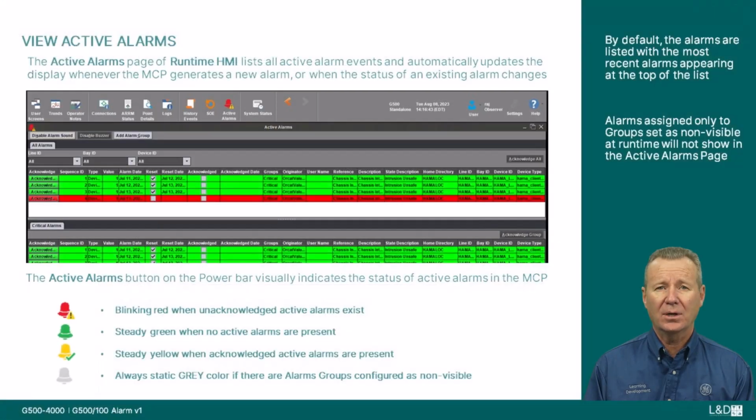To view active alarms, run the Runtime HMI and then click on the Active Alarms button on the power bar. The page lists all active alarm events on every alarm-enabled point in the MCP database. The display automatically updates whenever the MCP generates a new alarm or when the status of the existing alarm changes. The total number of active alarms in the system database is shown in the bottom left corner of the window.